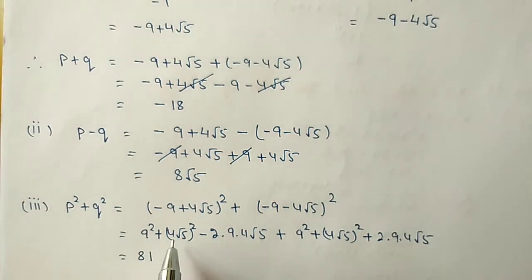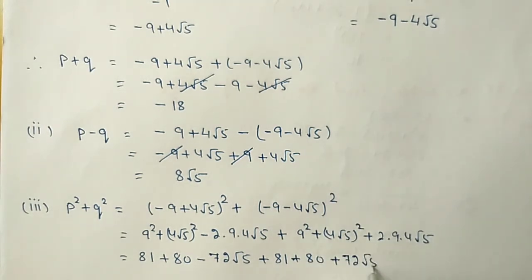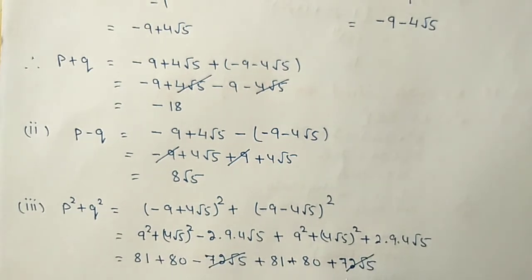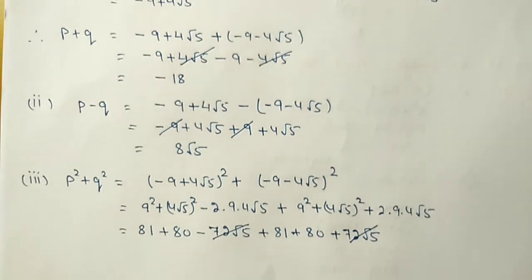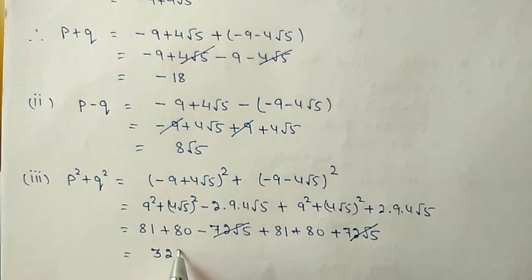9 square is 81, 4 square is 16, 16 into 5 is 80, then 2 into 4 is 8, and 8 into 9 is 72 root 5, plus 81 plus 80 and plus 72 root 5. So this 72 root 5 will cancel out, other remaining numbers we can add. 81 plus 80 is 161, and again 161, we will get 322.